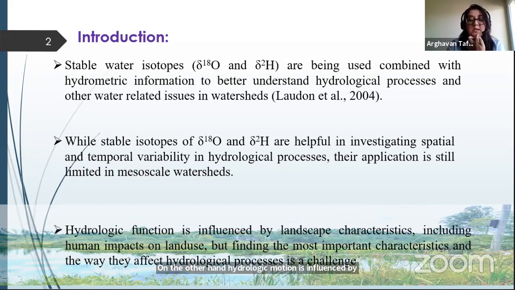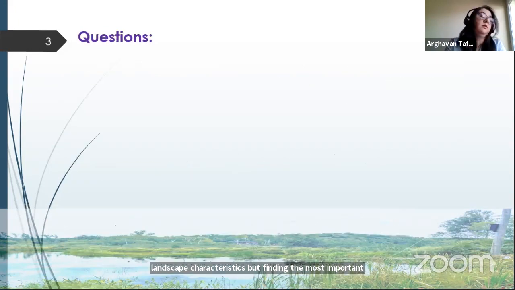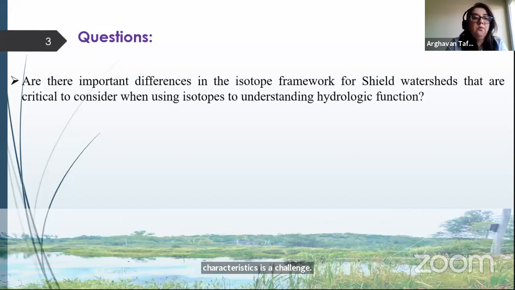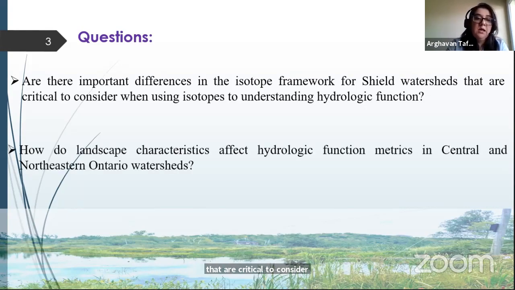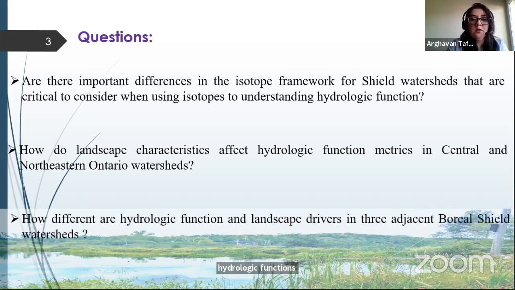So according to this, the questions that I had on my mind for my study area are: are there important differences in the stable water isotope framework for shield watersheds that are critical to consider when using isotopes to understand hydrological functions? And how do landscape characteristics affect hydrological function metrics in Central and Northern Ontario? And how different are hydrologic function and landscape drivers in 3 adjacent boreal shield watersheds?